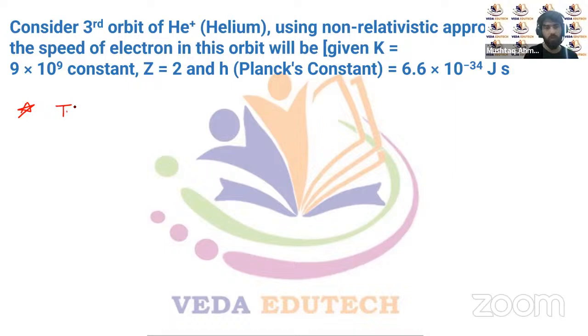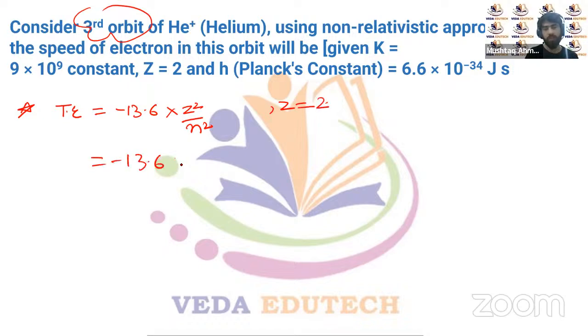If you calculate the total energy of this electron, we are talking about the third orbit, and the atom is a helium atom. We know that the total energy is minus 13.6 multiplied by Z square by n square. For the helium atom, the Z value is equal to 2, and Z square will be 4. So that's minus 13.6 times 4 upon n square. The value of n is given as 3 here, so it will be 4 upon 9. So this much electron volts will be the energy.